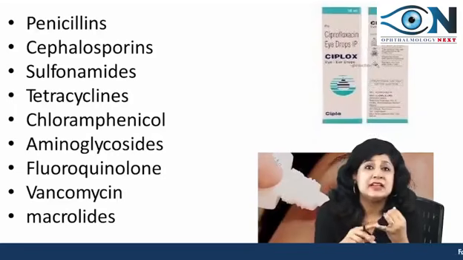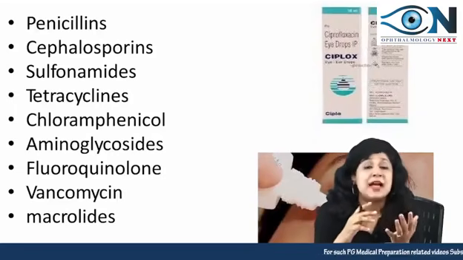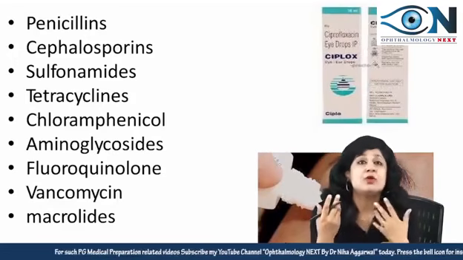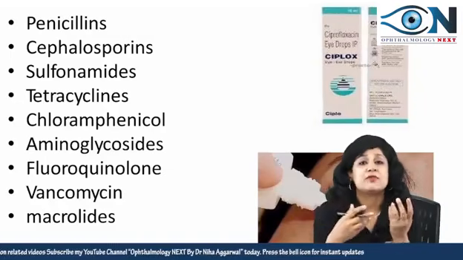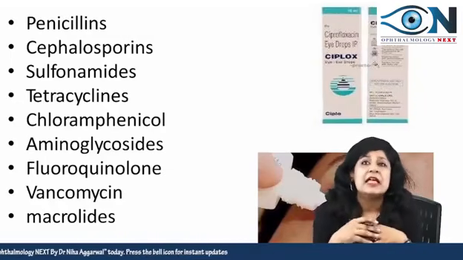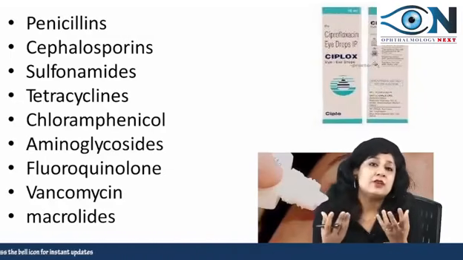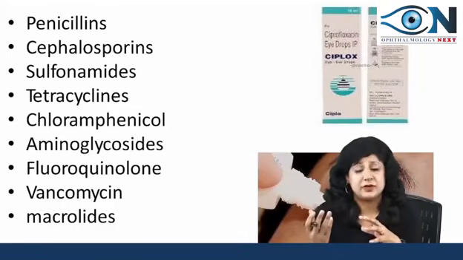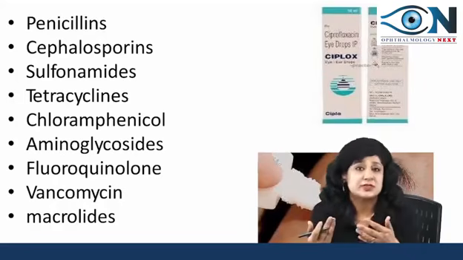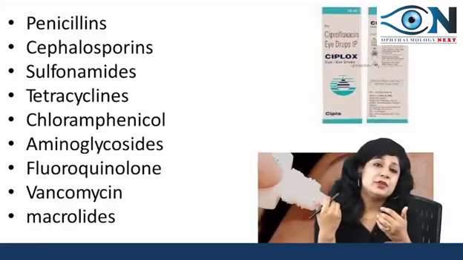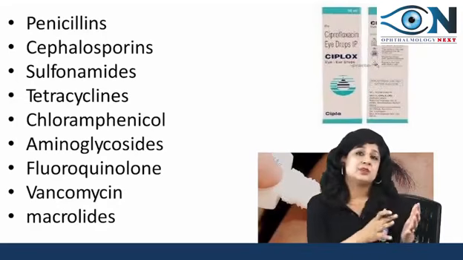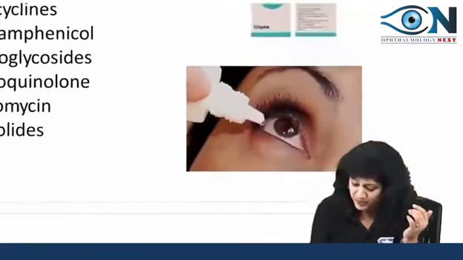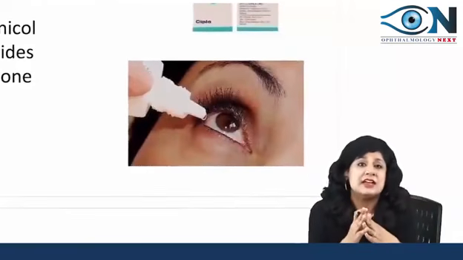So, we have penicillins, cephalosporins, sulfonamides, tetracycline, even chloramphenicol, aminoglycosides, fluoroquinolones, vancomycins, and macrolides. Usually when we are giving it for corneal ulcers, we are giving the broad spectrum one, fortified antibiotics at increased concentration, which are active against both gram positive, gram negative, aerobic, and anaerobic organisms. So all these kinds of drugs we are using, and we are instilling them as eye drops.